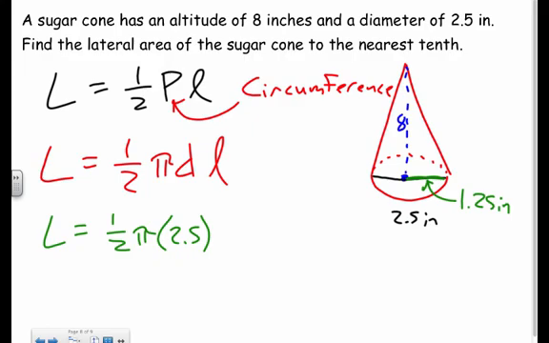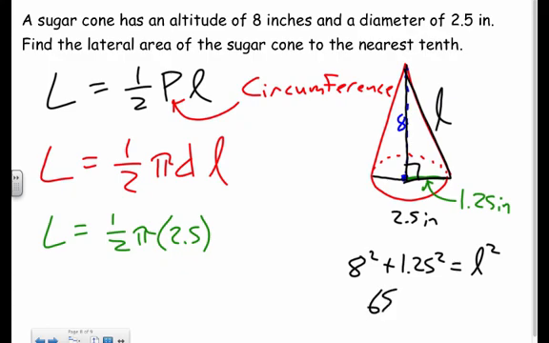but we can find it, because if you notice, we have a right angle here, so here we go. Another right triangle. Boy, we use a lot of right triangles. So L would be our hypotenuse, so we got to take 8 squared plus 1.25 squared equals L squared. So 8 squared, 64, plus 1.25 squared gives us 65.5625, and we're going to take the square root of that, and we end up with 8.1. So L is about 8.1, and we're going to plug that in and finish this off.